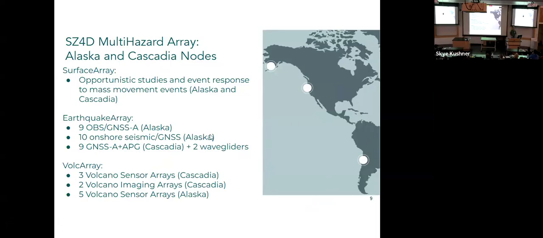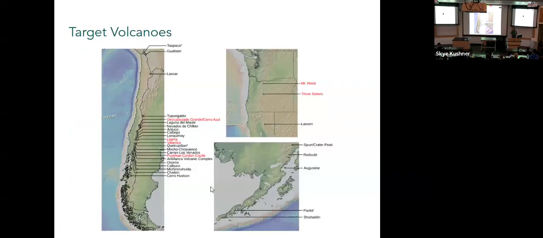So this summarizes what is happening for the earthquake array. A lot of this is actually going to be offshore instrumentation to look at earthquakes, megathrust earthquakes. And then for the volcano array, 5 volcano sensor arrays in Alaska. So the target volcanoes are all listed here. There's a number of them in Chile. Again, in Alaska, there are 5: Spurr, Redoubt, Augustine, Pavlof, and Shishaldin. So these were selected by a magmatic drivers of eruption working group.